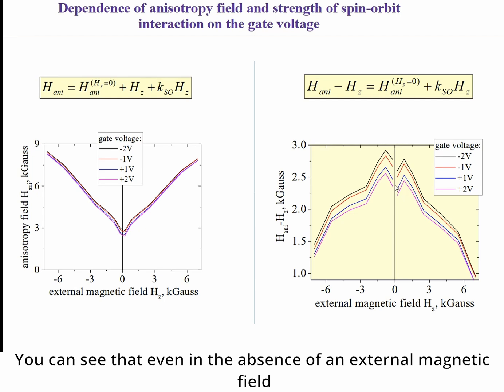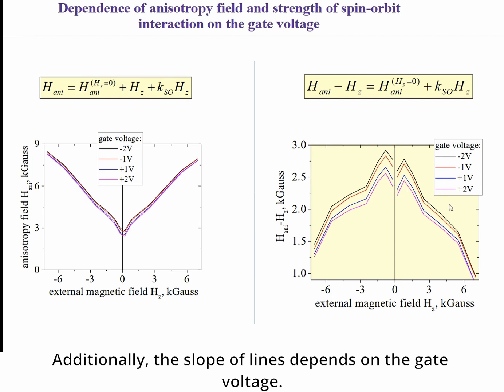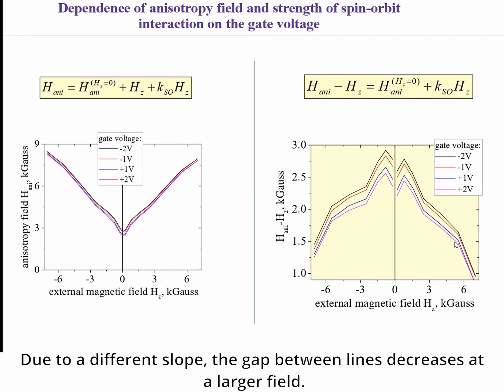You can see that even in the absence of external magnetic field, anisotropy field depends on gate voltage. It decreases as gate voltage increases. Additionally, the slope of lines depends on the gate voltage. Due to different slopes, the gap between lines decreases at larger field.